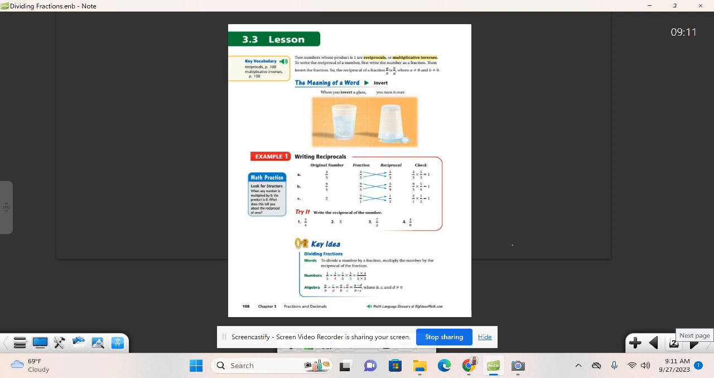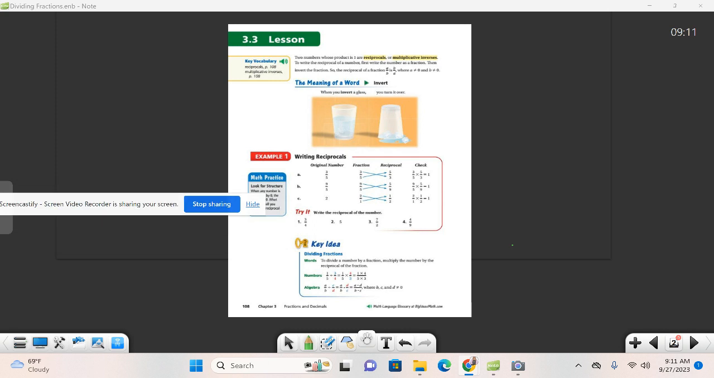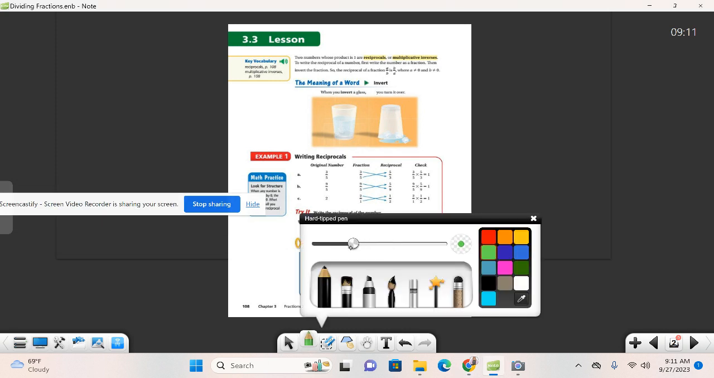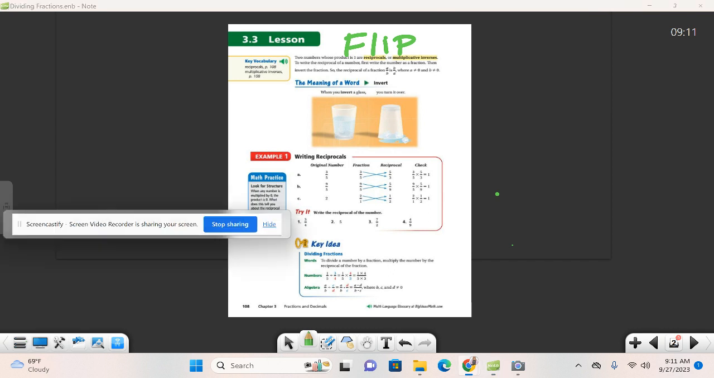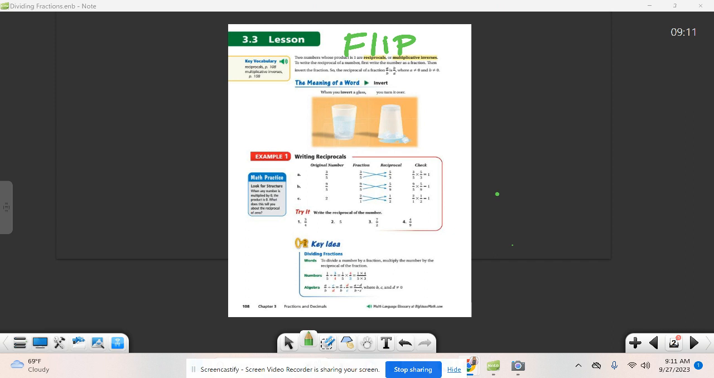Right. So we have a few examples, but what I want you to put on your paper so that you are aware of what it is: the word flip, or the word invert, or reciprocal just simply means to flip. Down here, they give us a few examples on example 1 of how to write reciprocals. They give you 3/5. Basically, you're just going to flip it, and it's going to become 5/3. Okay? If you flip 9/5, what would it be?